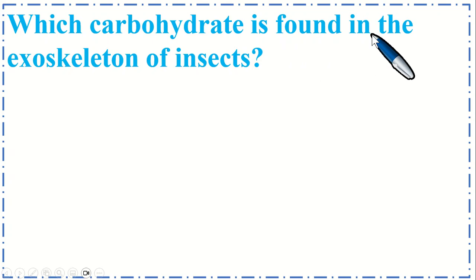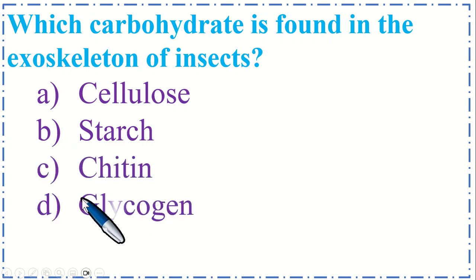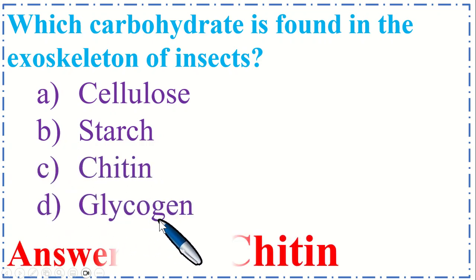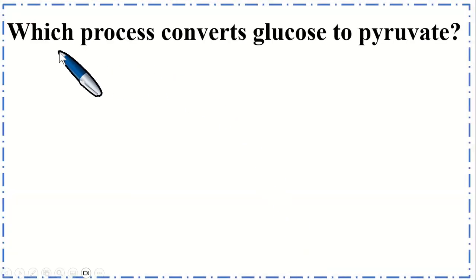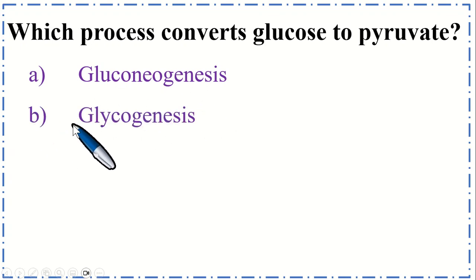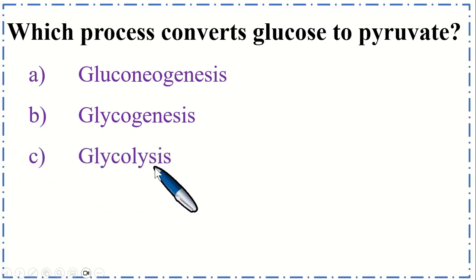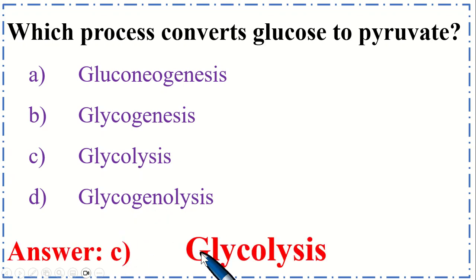Which carbohydrate is found in the exoskeleton of insects? Option A, cellulose. B, starch. C, chitin. And option D, glycogen. So the correct option is C, chitin. Which process converts glucose to pyruvate? Option A, gluconeogenesis. Option B, glycogenesis. Option C, glycolysis. And option D, glycogenolysis. So the correct option is C, glycolysis.